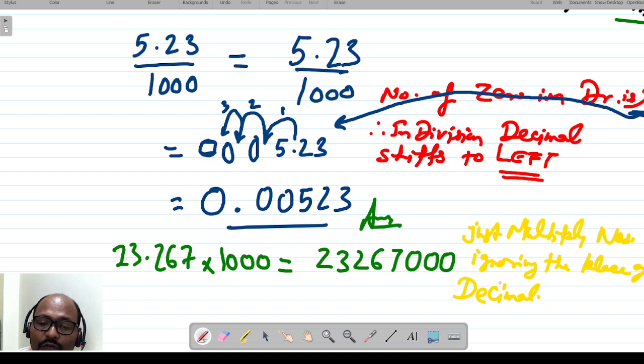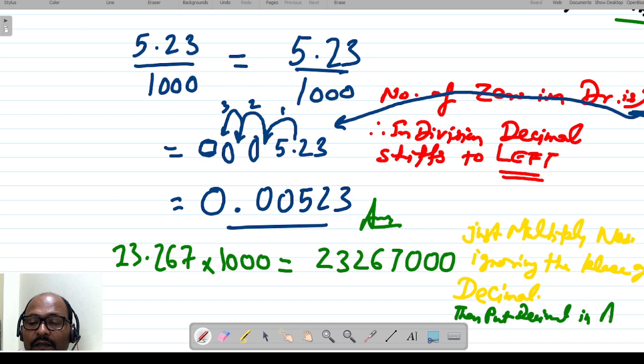Then what will you do? After that, put the decimal in the answer by counting. How will we count? Let us see. So here we have the number of decimal places in 23.267.